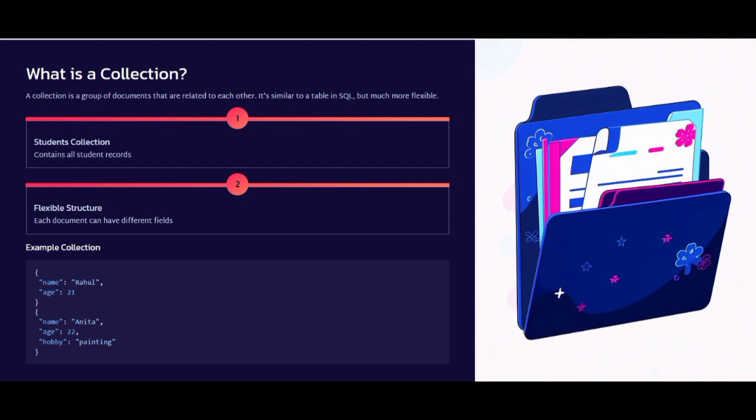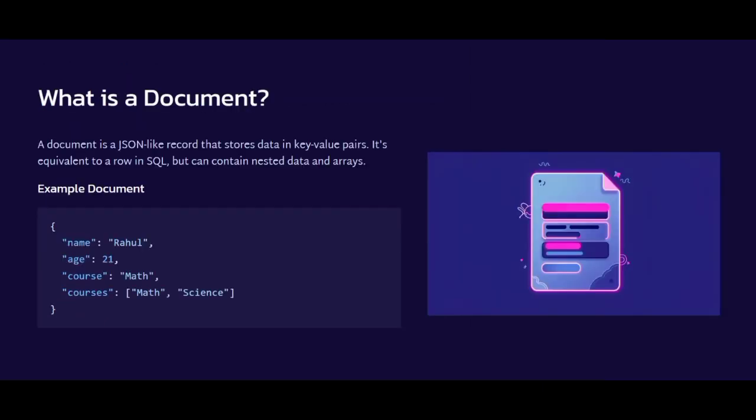So next, what do you mean by a document? A document is a JSON-like record which stores the values as key value pairs, and which is equal to a row in SQL. The advantage of a document is that we can add nested data. Here we can see that in courses we have added a list, so we can embed a list, and we can also use nested data inside this document.